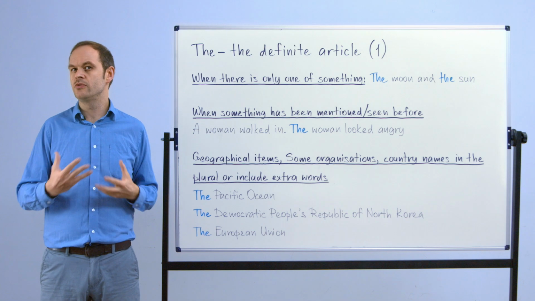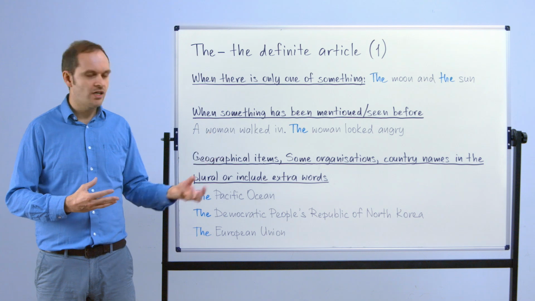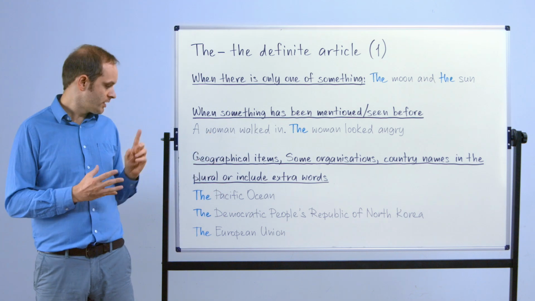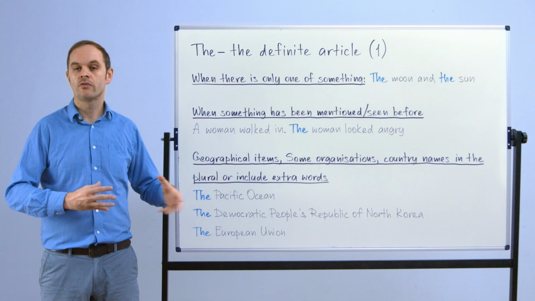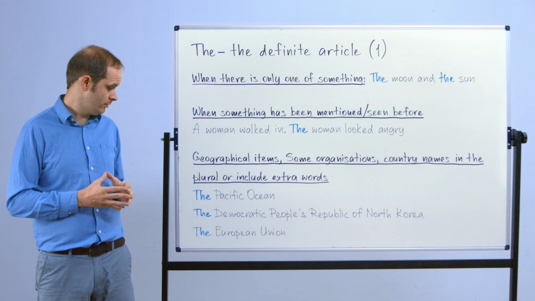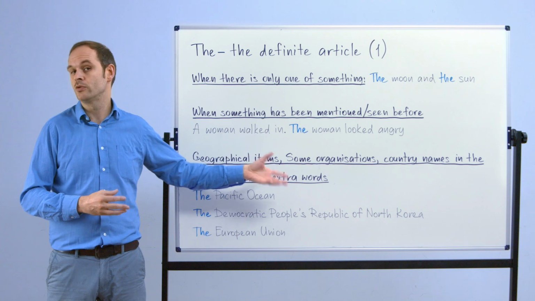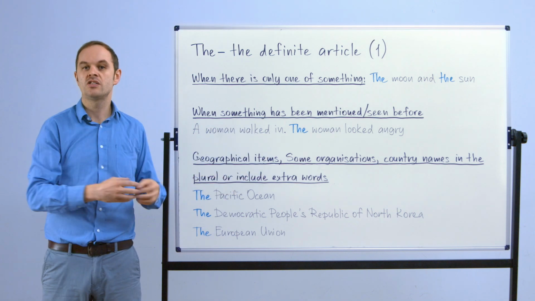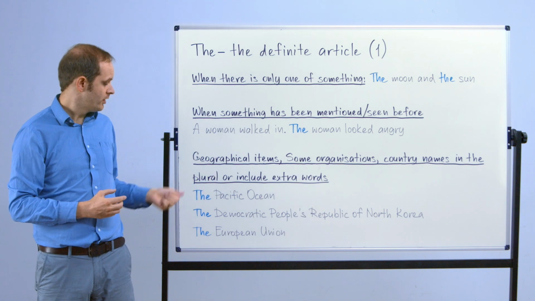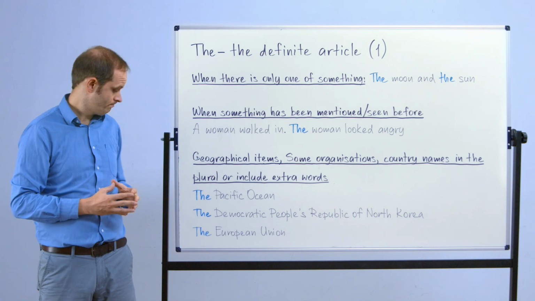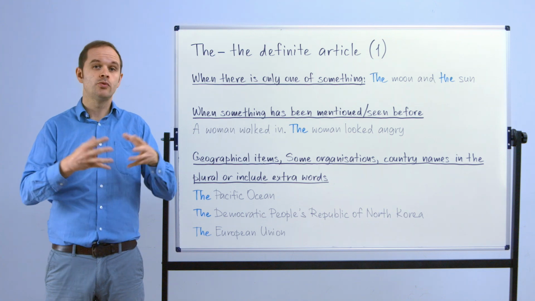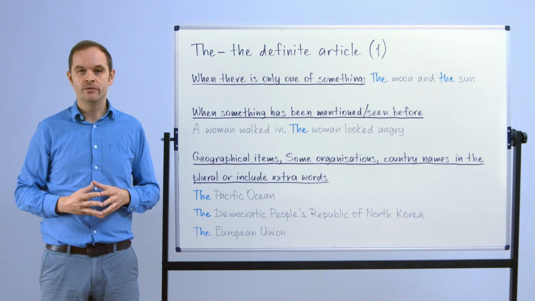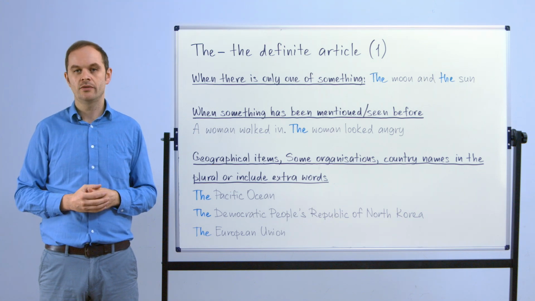Geographical items use the definite article. Organizations, country names in the plural, as well as extra words. For example, the Pacific Ocean. So for seas and oceans, we use the definite article. The Democratic People's Republic of North Korea. So some countries include an extra phrase before the actual country name, and often you will find the definite article there. The European Union. So this organization uses the definite article. Also, there's only one European Union, so you use the definite article in this way.